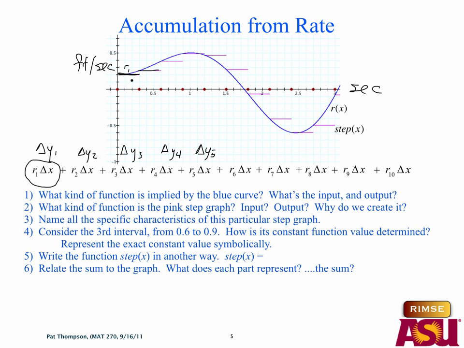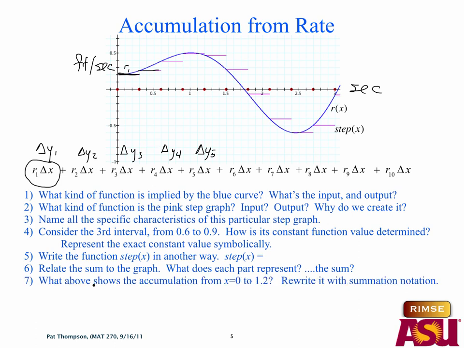Because we made it that way, right? Because we're using the constant rates from our step function, okay? So these are approximate little bits of changes in distance, okay? So when we add them all up, now we're talking about an accumulated change in distance, right?